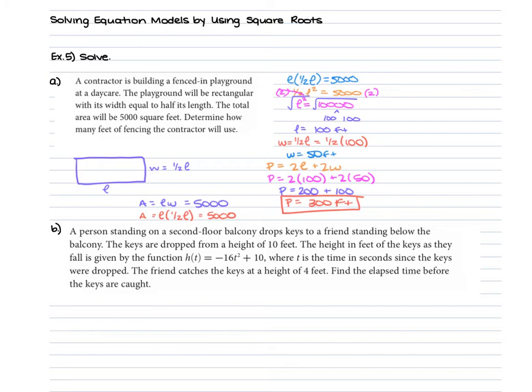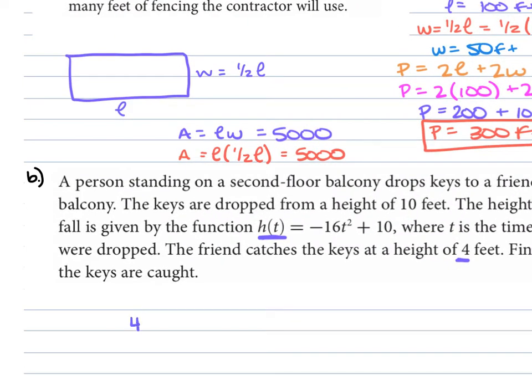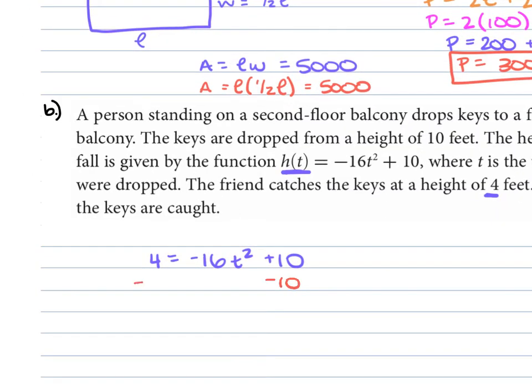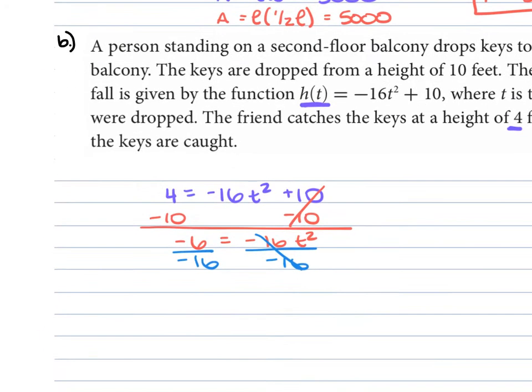So what we're going to do with this one is we're going to replace that h of t with 4 and solve for t. So we would have 4 is equal to negative 16t squared plus 10. From here, we would go ahead and just get your t squared by itself. So we would subtract the 10 from each side. We would be left with negative 6 is equal to negative 16t squared. We would divide each side by the negative 16. And we would have t squared is equal to 6 over 16, because a negative divided by a negative is a positive.